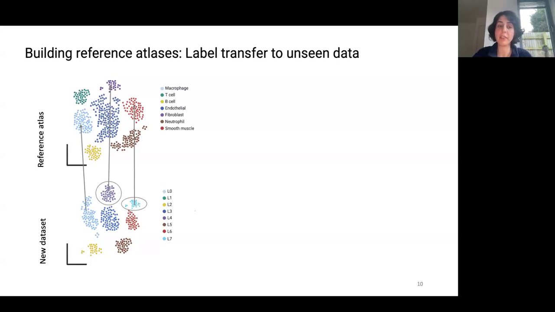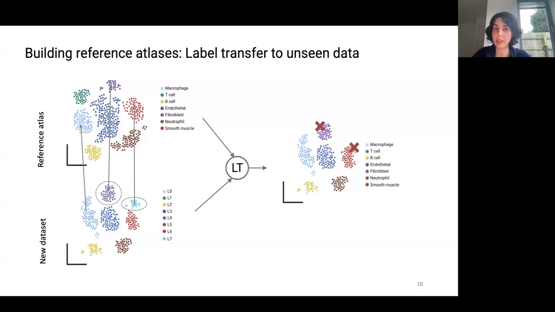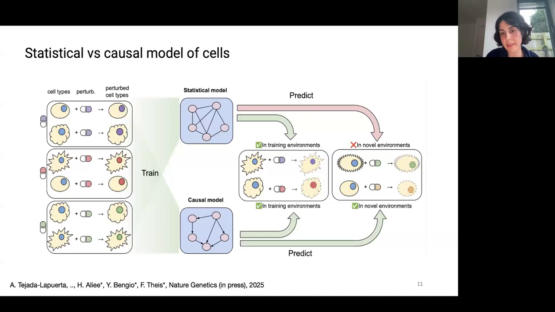But the challenge is that if this new data set has some new cell states, for example, here, these new blue cells, or they are slightly different, then many of these reference atlases might fail to properly map the cells to these reference atlases. And simply because these, for example, cells are unseen in the reference atlas, so it's probably going to map it on the most similar cells, independent of whether they are very similar or slightly similar. So this is another challenge that in our latest review paper, we have been discussing how causal models can help us to actually deal with these atlases.